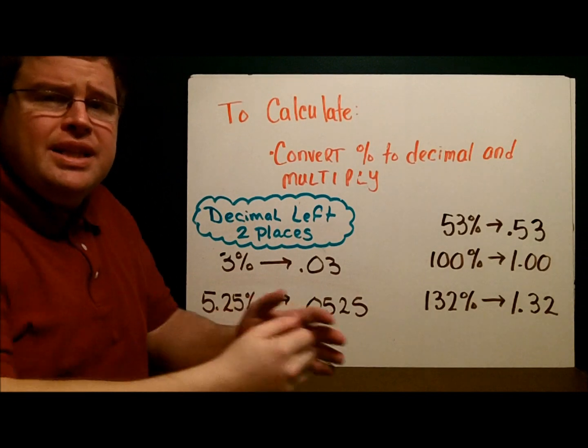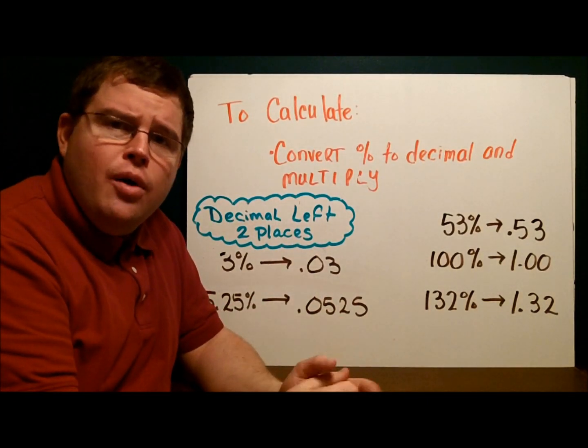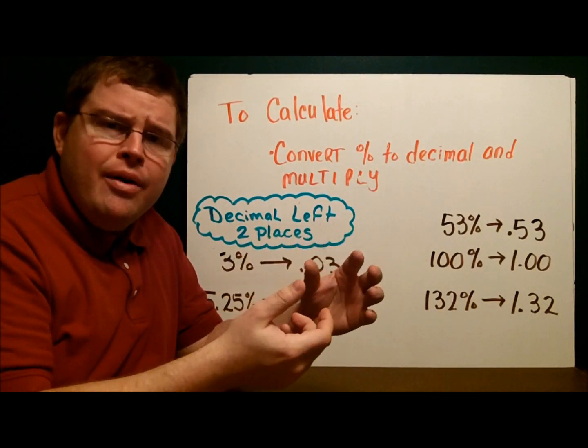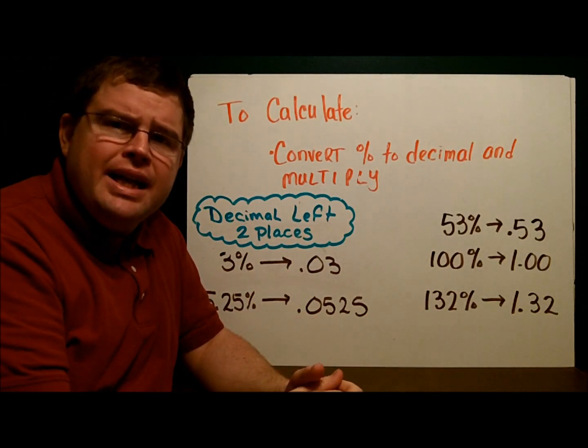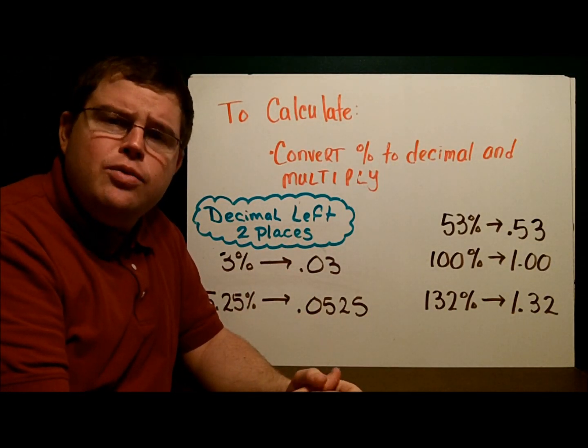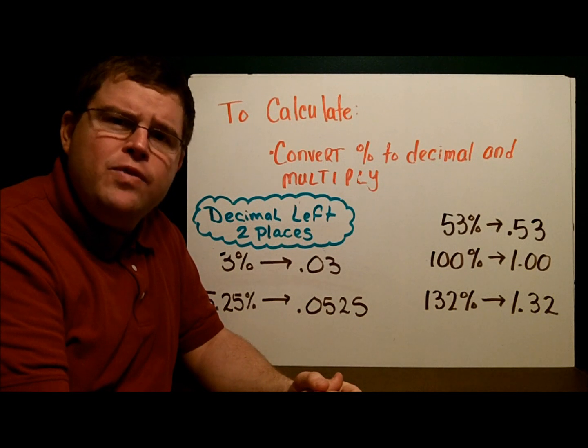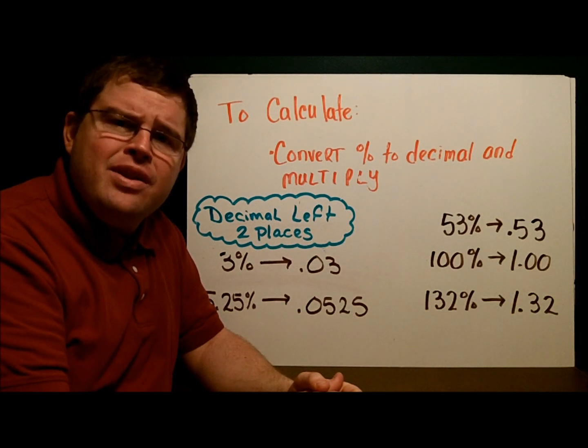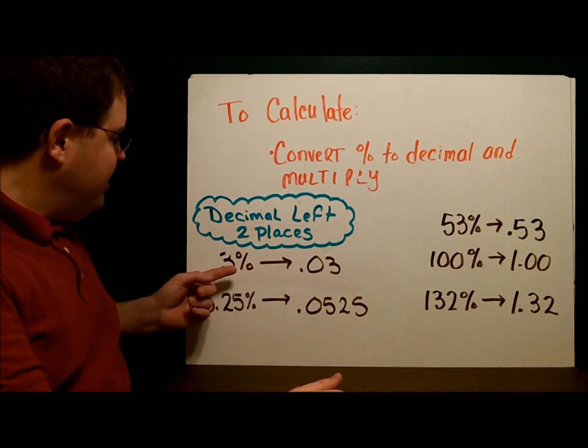To calculate a percent, it's actually pretty simple. All we do is take the whole amount and multiply it by the percentage as a decimal. To write a percent as a decimal, we simply move the decimal point 2 places to the left and we get rid of the percent sign.